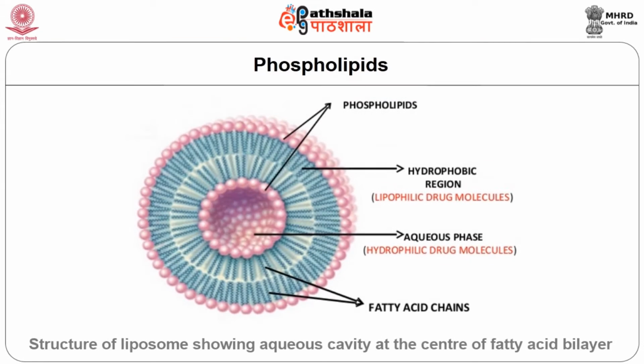But now we are going to see their additional properties: the micellar nature, the liposomal structures they form, and the emulsions. That is the structure of a liposome showing the aqueous cavity at the center of the fatty acid bilayer. A bilayer of such amphipathic lipids has been regarded as a basic structure in biological membranes. When a critical concentration of these lipids is present in an aqueous medium, they tend to form micelles. They can exist as a bilayer, but after a particular critical concentration in an aqueous medium, the phospholipids tend to form micelles.